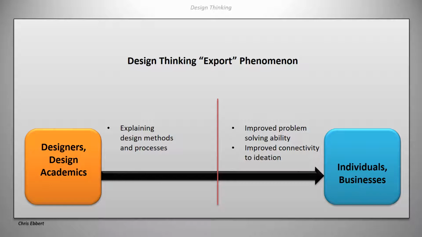It is called the design thinking export phenomenon. It basically means we designers or design academics try to share how we do stuff with individuals and businesses that normally don't do it that way, for their benefit, because there are certain advantages to the way we do things, and we believe that anyone could probably benefit from this. So we explain our stuff in the hope that others will have an improved problem-solving ability and will be able to ideate better.